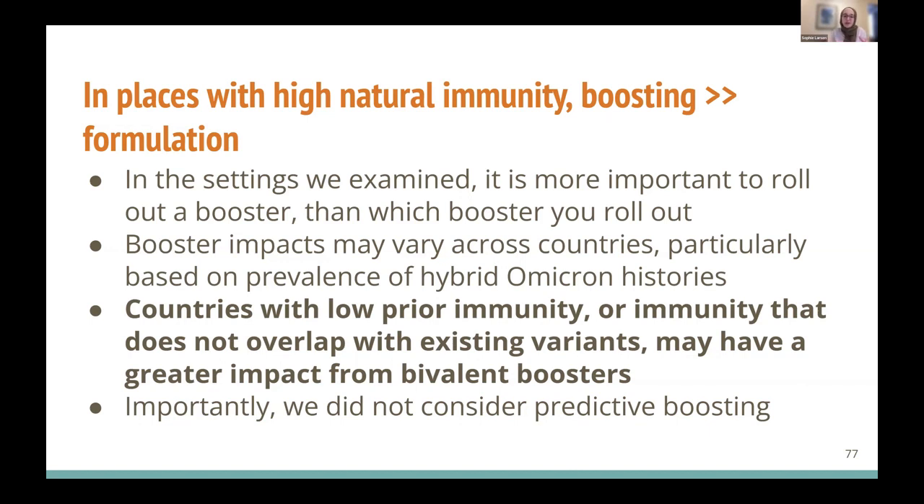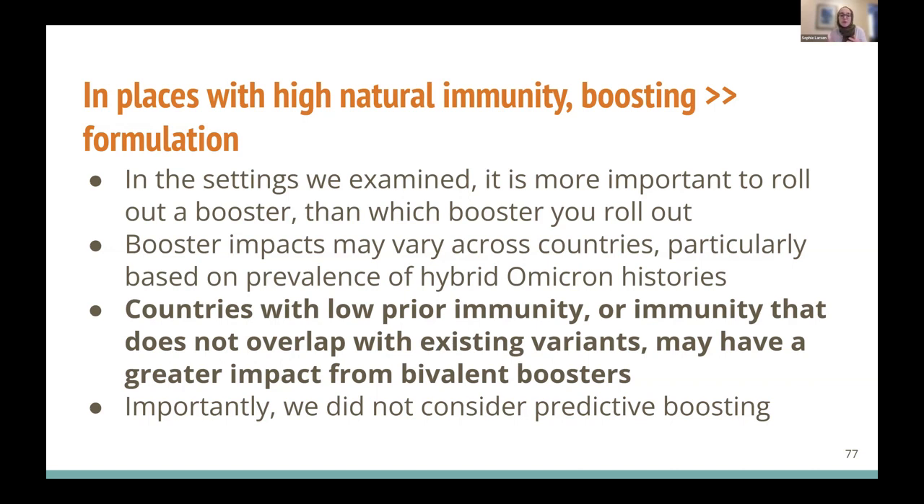So it's not to say that the bivalent boosters are useless and you shouldn't use them. It's not even to say that these countries shouldn't acquire a bivalent booster. But more what we think is encouraging is that in a country that has a high degree of prior immunity and maybe economically can't acquire bivalent boosters, your monovalent is still going to do a pretty good job.